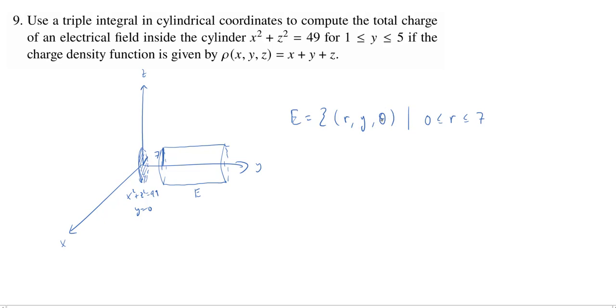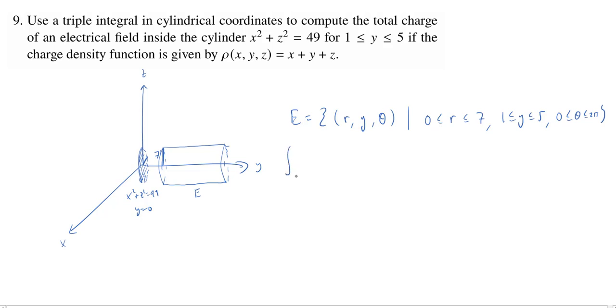Now, I can quickly write down the y because that's given to us. And then the theta, well, because we get to go all the way around the cylinder, we know that theta will run between 0 and 2 pi. So this is how we're going to write down our region in cylindrical coordinates.